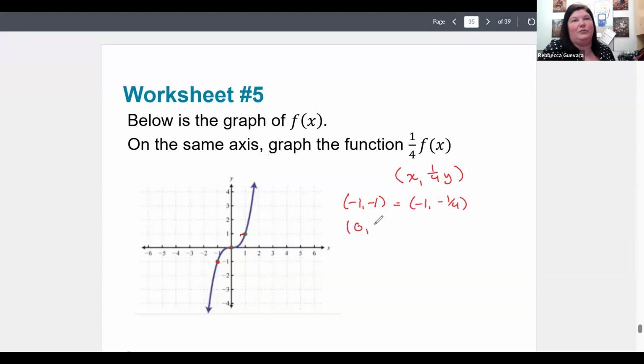We have a point at 0, 0. When I multiply my y by 1/4, it's going to stay 0, 0. Then my point at 1, 1, when I multiply the y component by 1/4, we're going to get 1 and 1/4. So you're going to see everything's going to shrink by a 1/4 vertically. So this point stays the same, but this is over here. This has gone down here.